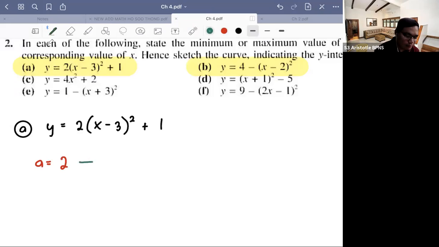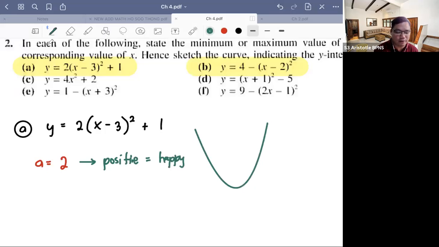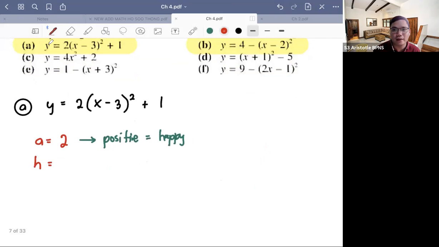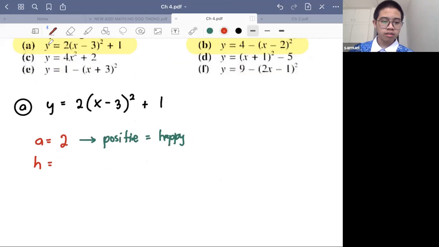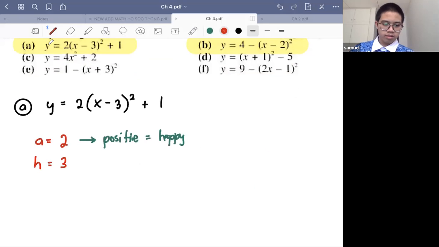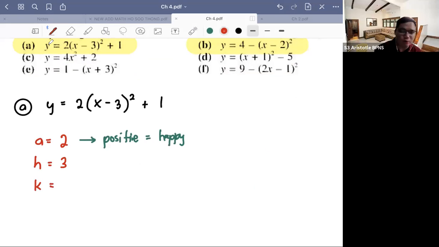All right. So a is positive, right? If it's positive, that means my graph is happy, opening like this. It's a happy graph, right? All right. How about h? What is h? 3 or 1? 1? Wait, sorry. h is 3. Okay. And then k is your 1.